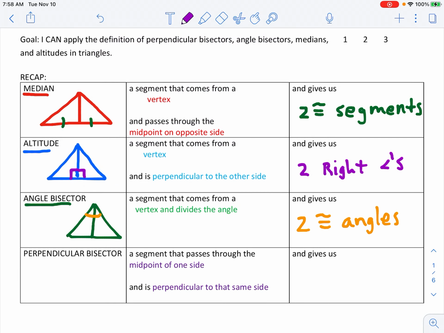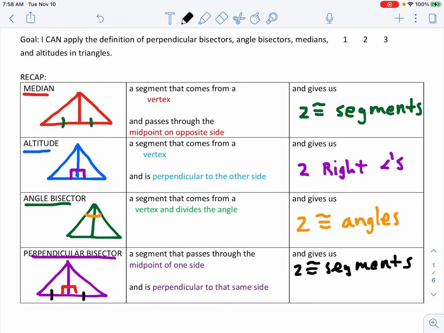All right, let's go to the last one, a perpendicular bisector. You'll notice it's a segment that passes through the midpoint of one side and it is perpendicular. So remember, with a perpendicular bisector, we have our segment coming down. It's actually going to do two things. It's going to form right angles, and it is also going to divide this bottom segment into two equal parts. So we get two congruent segments for the bottom, and we get two right angles. So a perpendicular bisector does both.